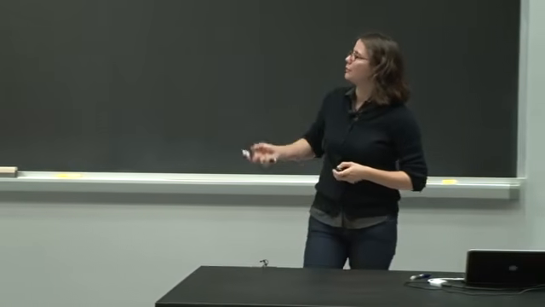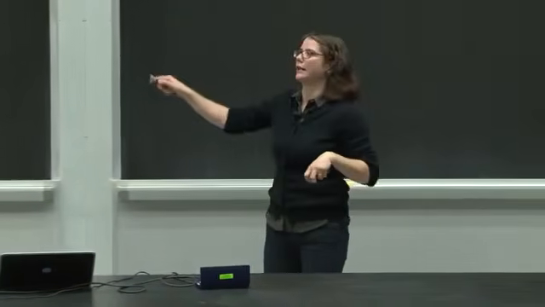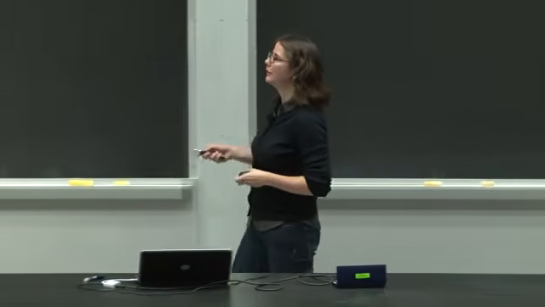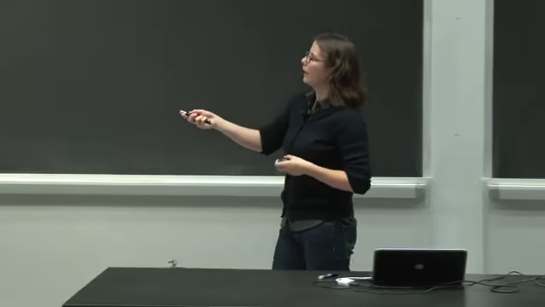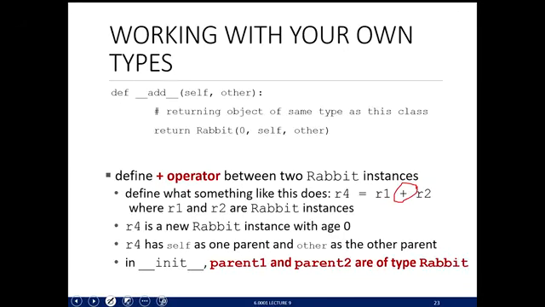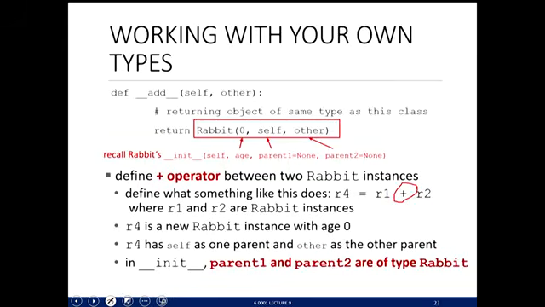So let's try to work with this rabbit object. Let's define what happens when you add 2 rabbits together, okay? In this class, not in the real world. Okay. So if I want to use the plus operator between 2 rabbit instances, I have to implement this __add__ method. So all I'm doing here is I'm returning a new rabbit object. Okay. Whoops, sorry about that.